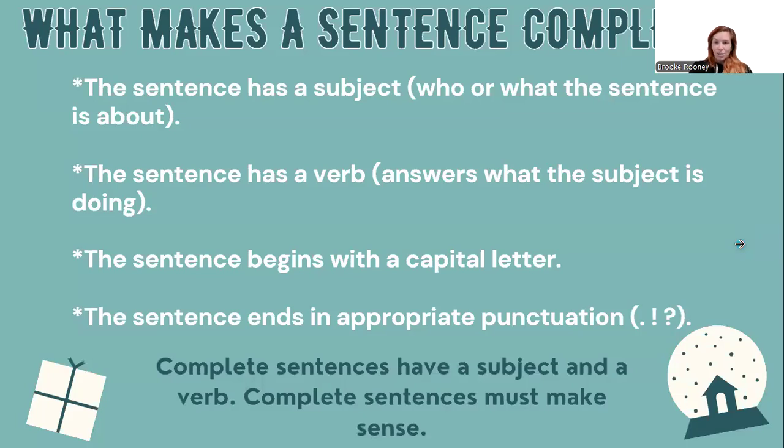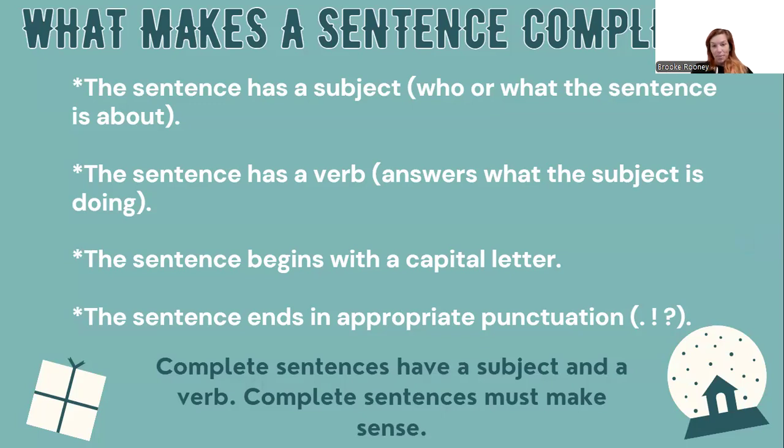So first we need to know what makes a sentence complete. What makes our sentence a complete sentence? So every sentence must have a subject and a verb. So the subject is who or what the sentence is about. That's going to be typically your first noun of the sentence. And then your verb is the beginning of your predicate, and the verb answers what the subject is doing.